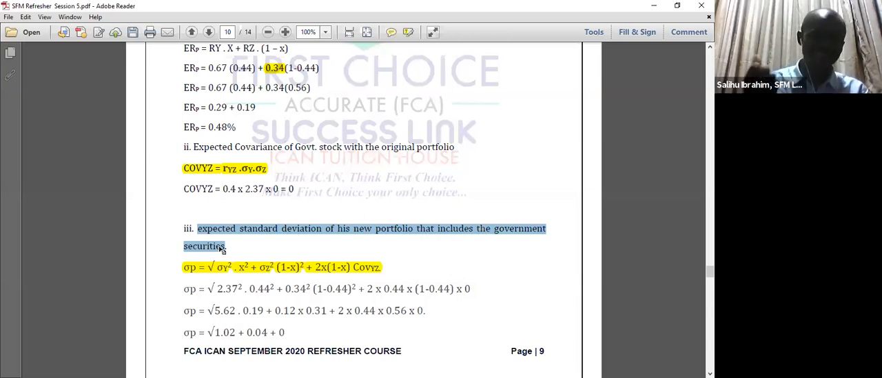You know that the standard deviation of the FCA stock is given earlier, and we are able to compute the covariance of the FCA stock with the original portfolio, isn't it? But here, because the government security and the original portfolio do not covary, the covariance is 0. That is why you see we are having 0 here. This is the standard deviation on the original portfolio. I square it, the weight of the original portfolio.